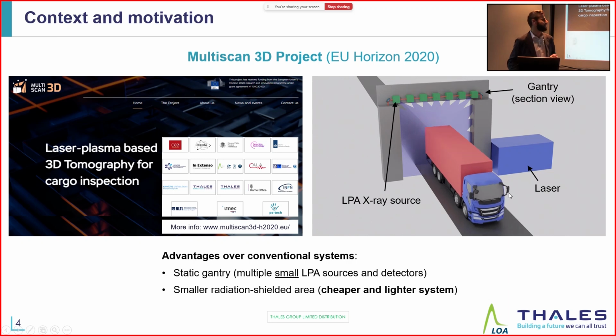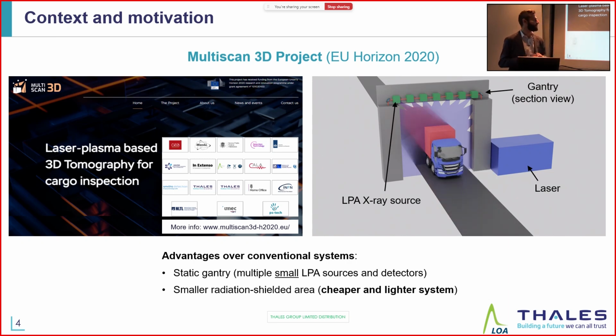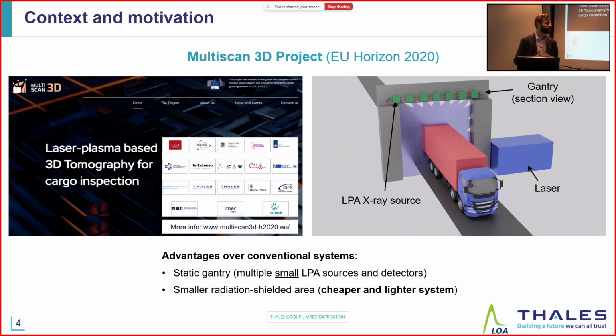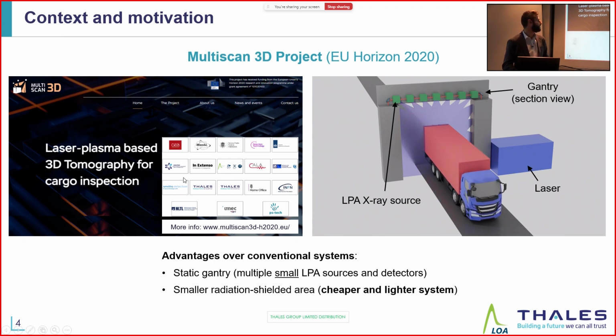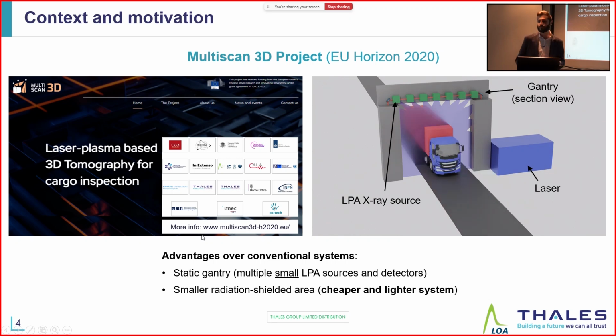We would have a sort of static gantry, and inside of this gantry you can see multiple LPA-based X-ray sources. It's here that we start talking about laser plasma accelerators, because this technology allows us to have a huge gain in terms of the size of these accelerators. If we can do that, we will have static gantries, which means that we don't have to motorize anything. So the system will be cheaper and also lighter. This is the mission of the Multi-Scan 3D project. As you can see here, this is the page of the website. Feel free to check it out for further reference.